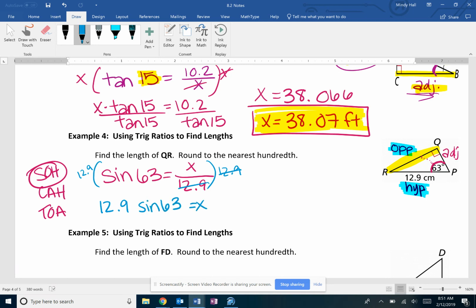Again, your calculator should be able to just do this. I'm using a graphing calculator right now, a TI-83. If you have an 84 or a slightly newer one, it should still work the same. But you can actually just type 12.9 sine 63. You don't even have to put the multiplication in there because it'll give you the same answer regardless. But you should end up with 11.493, which would just become 11.49, and then it's in centimeters.